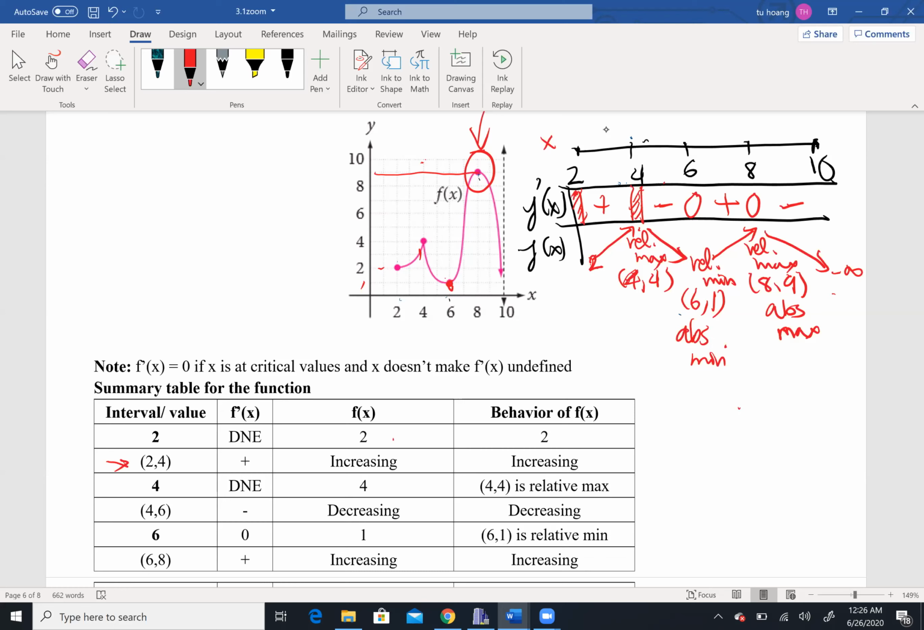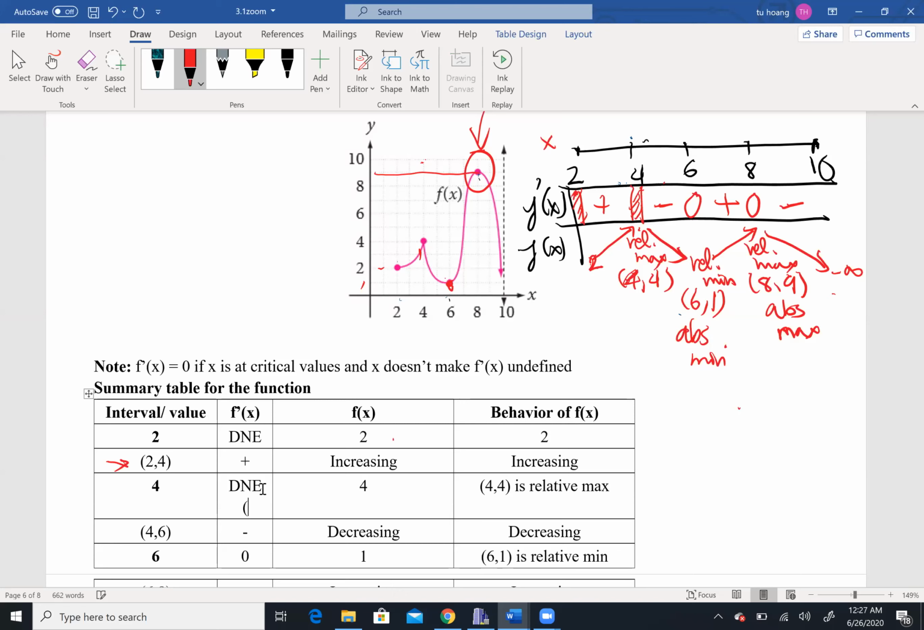For the special value, x is actually 4. It will also have to be DNE, does not exist, because of the curve. So I'm going to say this curve. Then you have f(x) is equal to 4, and 4 will be the relative maximum.